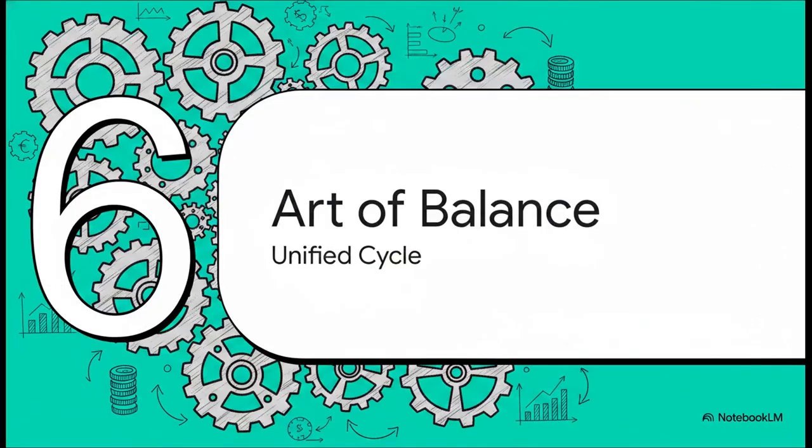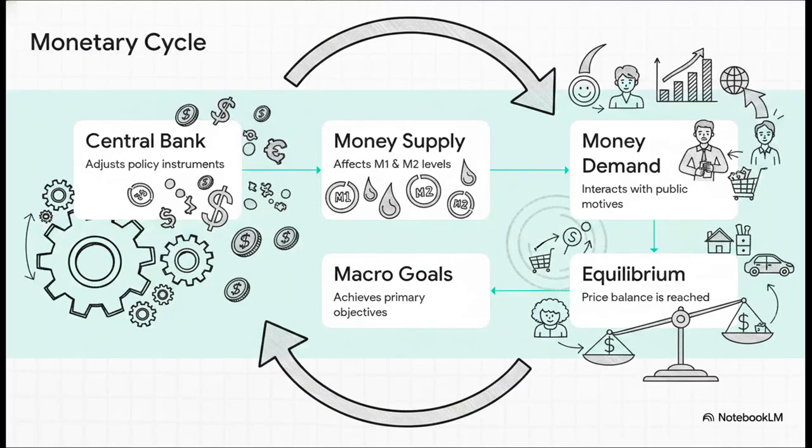And finally, Section 6, the art of balance, where we bring this unified cycle together. Here is the whole shebang mapped out step by step. Step 1 kicks off with the central bank adjusting a policy instrument. Step 2, that adjustment flows directly into the money supply, tweaking our levels of M1 and M2 fuel. Step 3, this freshly adjusted fuel interacts directly with the public's money demand. Those transactional, precautionary, and speculative motives we discussed. Step 4, if everything goes according to plan, the system hits price equilibrium, perfectly balancing money against goods. And finally, Step 5, those ultimate macro goals, stable inflation, low unemployment, and a strong currency are actually achieved. It is literally a continuous, never-ending feedback loop.